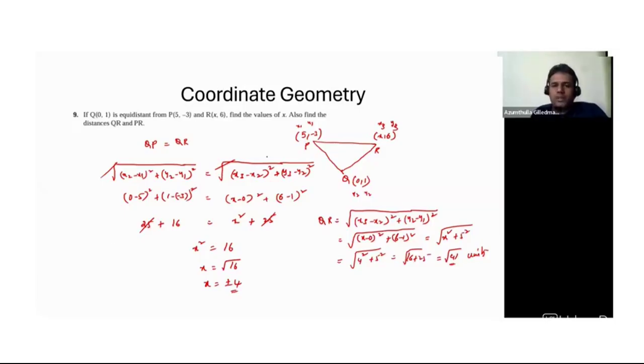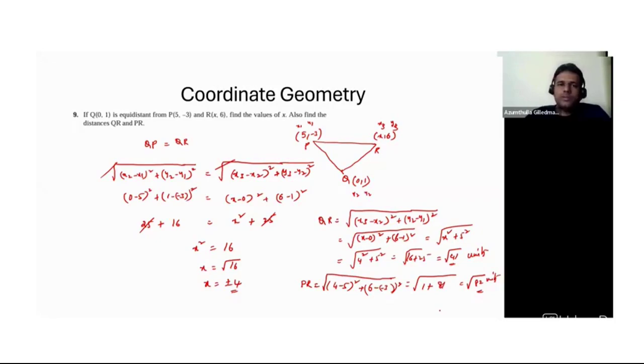And now PR, the distance between P and R, that is also the same. I'm directly substituting the values. PR is the square root of (x3 minus x1) whole square, so with x as 4, I can straight away write (4 minus 5) whole square plus (6 minus of minus 3) whole square. So 4 minus 5 is minus 1, 1 square means 1, plus 6 minus of minus 3 is 6 plus 3, 9. 9 square means 81. So this is the square root of 82 units.